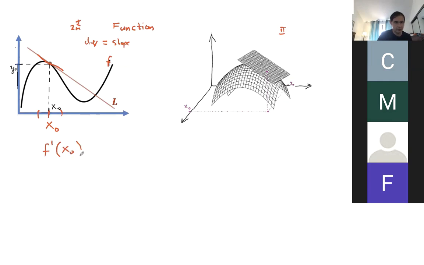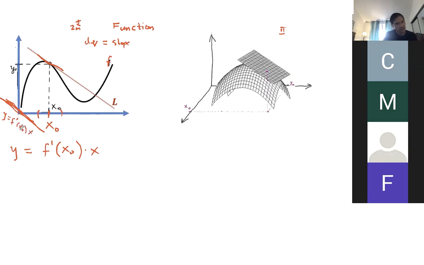f prime of x0 is the slope of the tangent line to the graph of this function at this specific point. So when you look at the function y equals f prime of x0 times x, how does this function look? Well, this function will go through 0. This is the function y equals f prime of x0 times x.